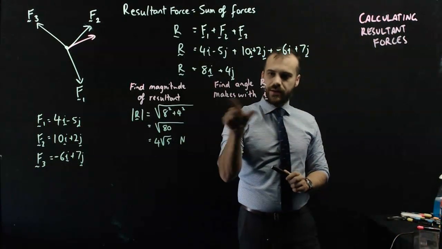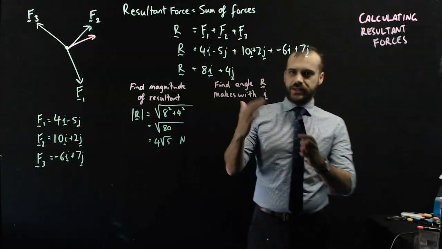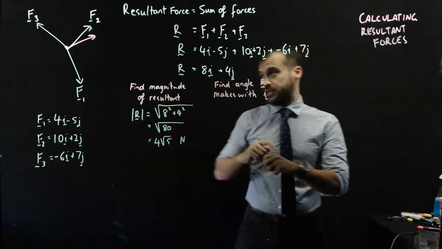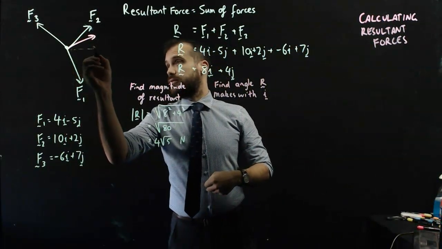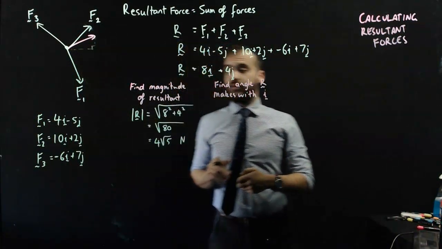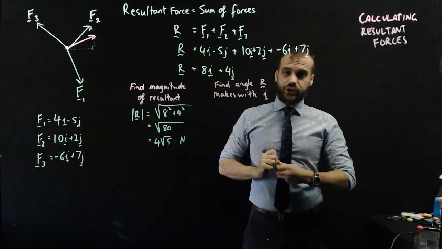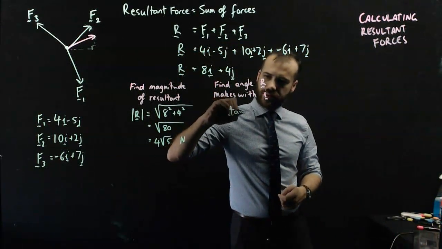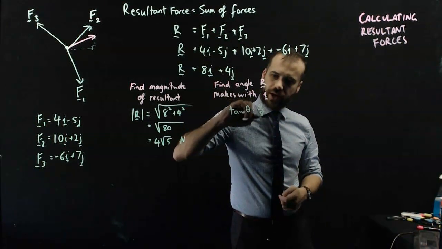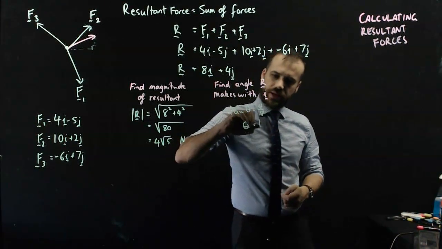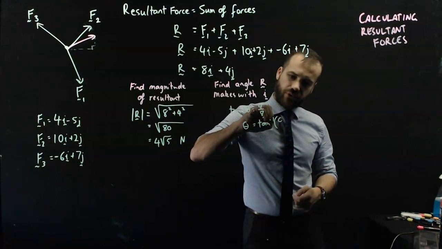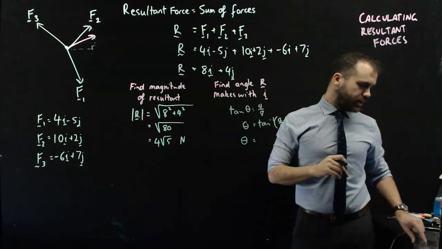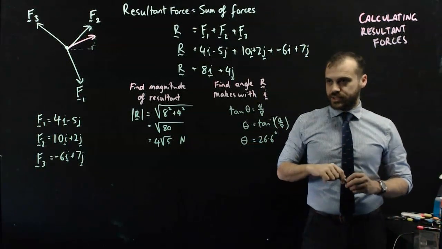You might also be asked a different question. Find the angle that R makes with the i component. That's the same as asking the angle that it makes with the positive direction of the x-axis. So we're finding that angle there. And again, that shouldn't cause us too many issues. Tan theta equals 4 over 8. Theta equals the inverse tan of 4 over 8. Which means that the angle that it makes with the i is 26.6 degrees.